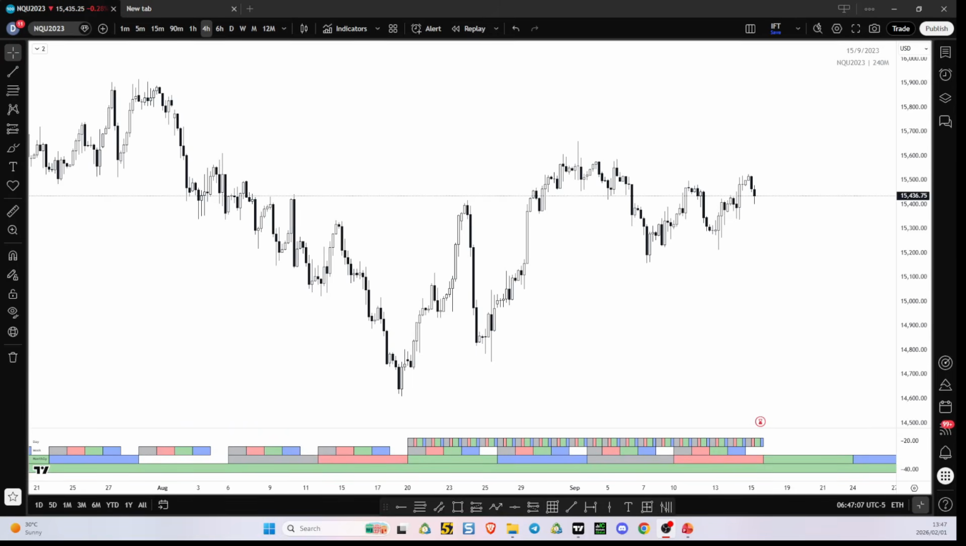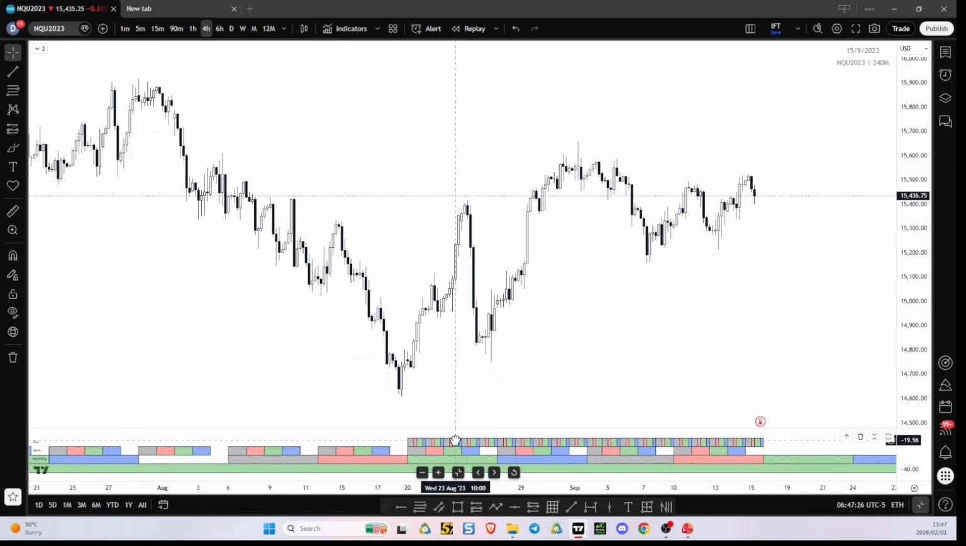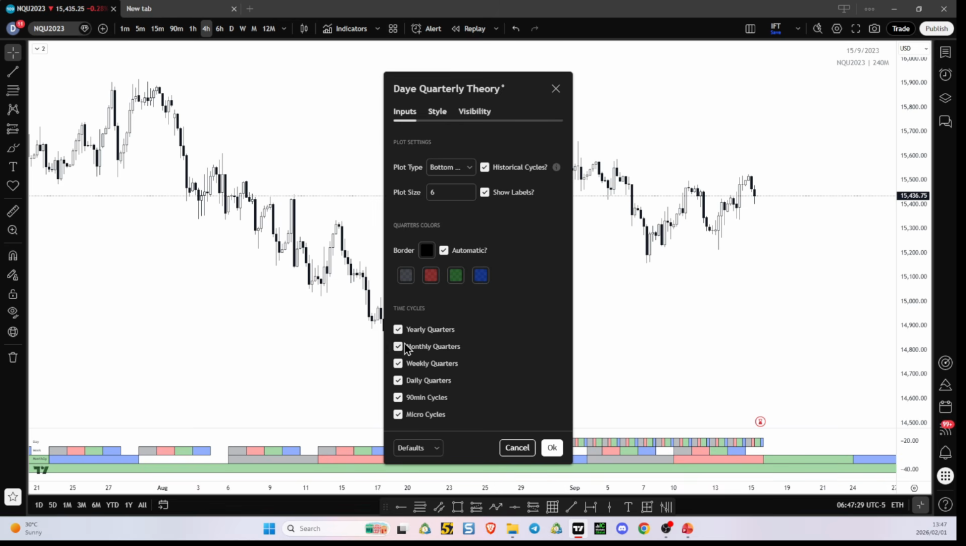Alright, so currently I am on TradingView, right? And in order to trade sequential SMT, you need an indicator. It's free. You don't have to pay for it. It's called Day Quarterly Theory by 2 Degrees. You can search it, add it to your charts, and it's going to show up over here, right? So as I click on the indicator, you can see that there are different quarters.